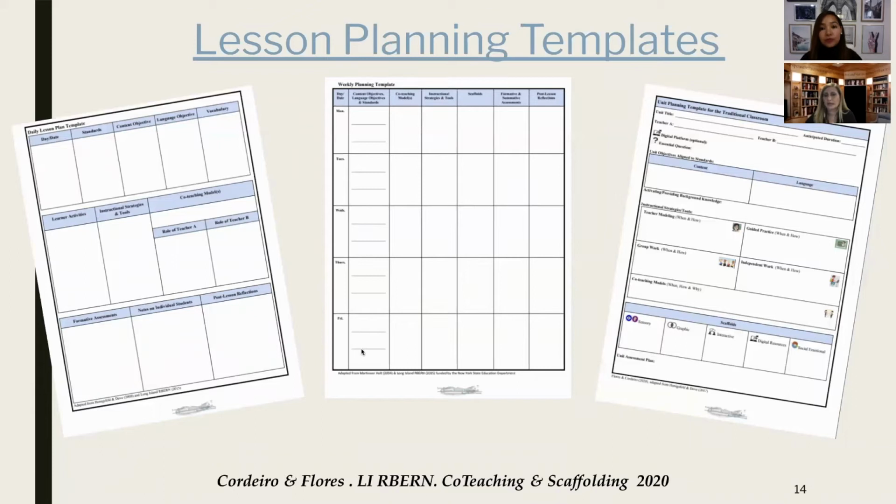So here are some lesson planning templates that we encourage you to explore with your co-teachers. We also are including a digital unit planning template, which we adapted to address the distinct components and concerns of co-planning to support Ls in virtual spaces. So these templates can be used to plan at the daily, weekly, and unit level.